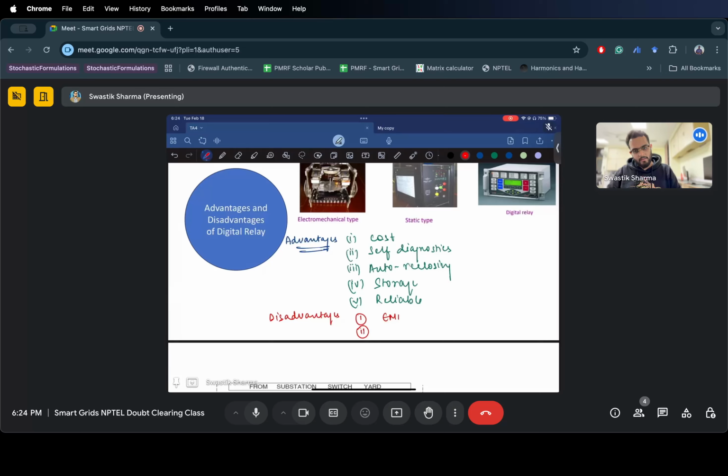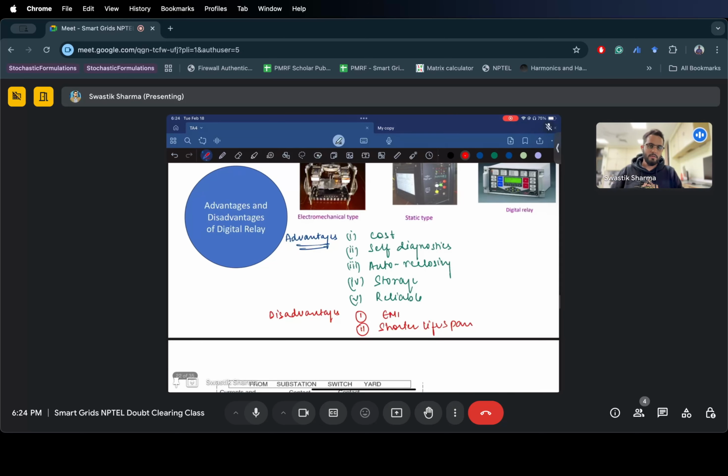EMI, and shorter lifespan. When I say shorter lifespan, it is because technological advancements are happening rapidly, and the microprocessors can become outdated with the new advancements. So for a particular application, their lifespan is sometimes small.